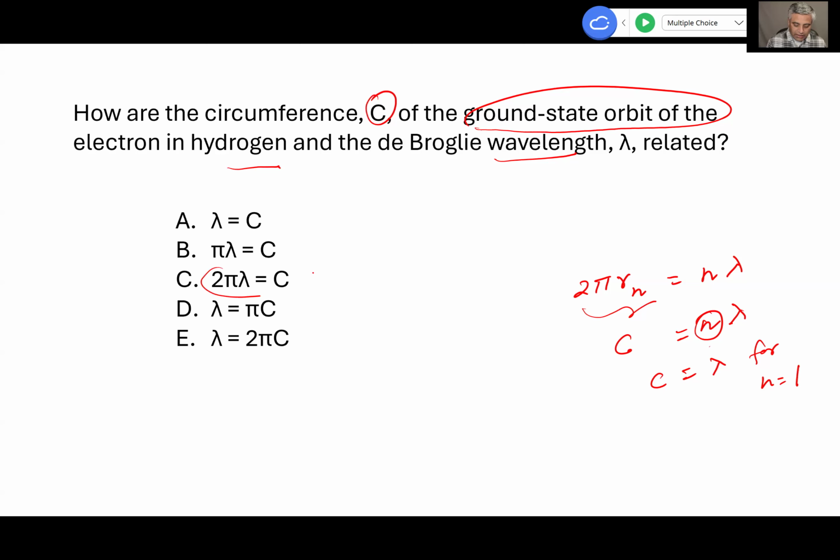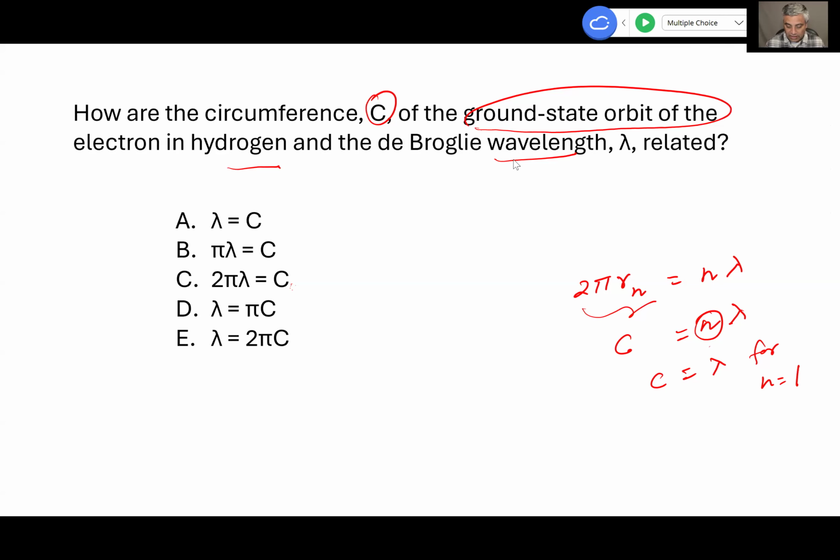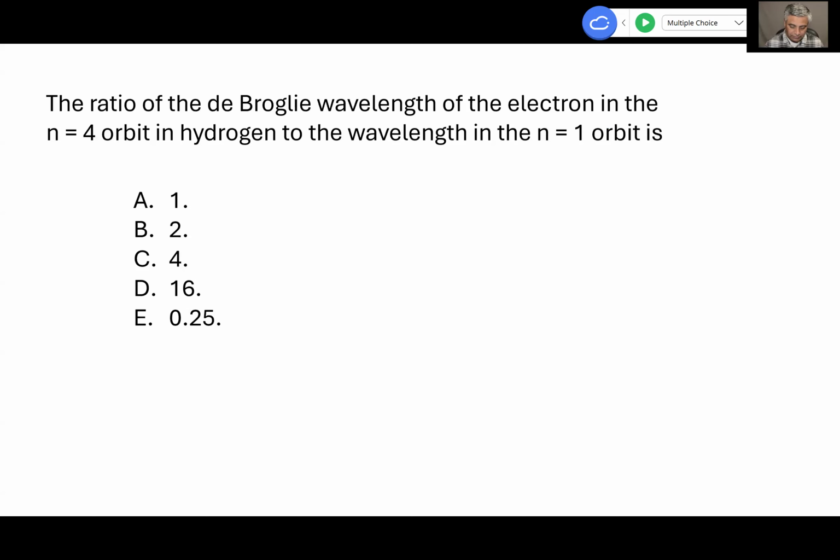Yes, this kind of looks close, but remember that if this was r, that would have been the circumference. So it looks like A is the best choice here. And there is another question. So let me start the poll.